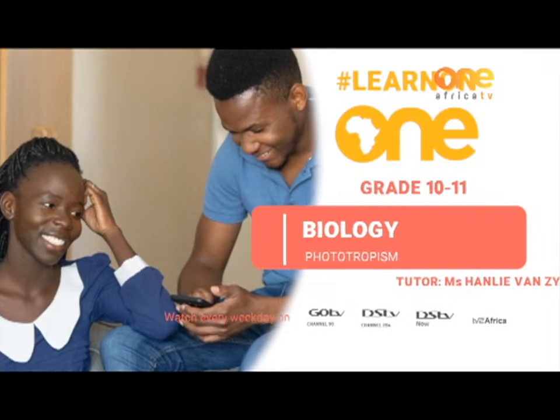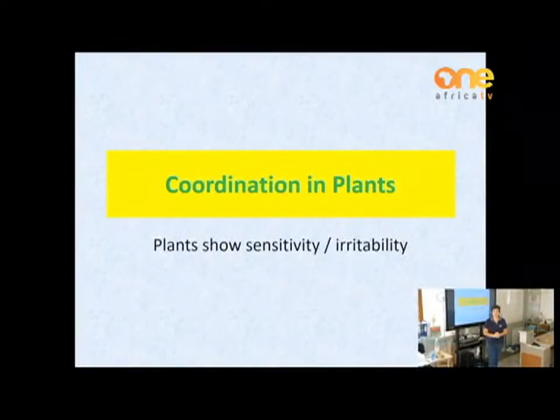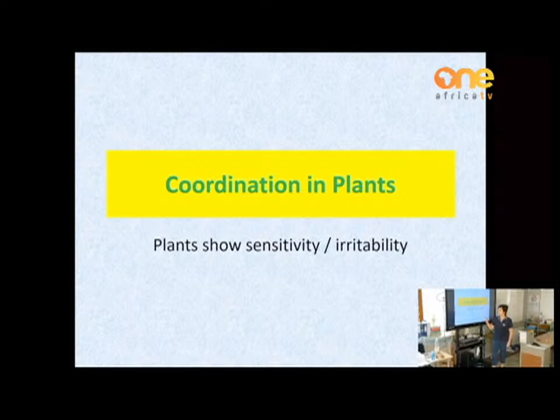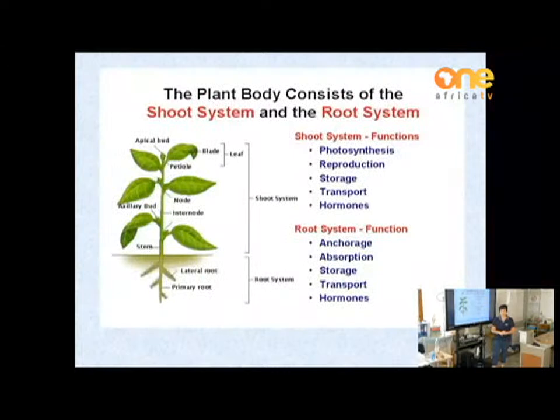Grade 12, we are going to concentrate on the coordination in plants today. We are not used to a plant that can move. So we always thought to have sensitivity or irritability is to move towards a specific stimulus or to go away from it. But in plants, we also need to have a type of sensitivity or irritability because plants are living organisms.